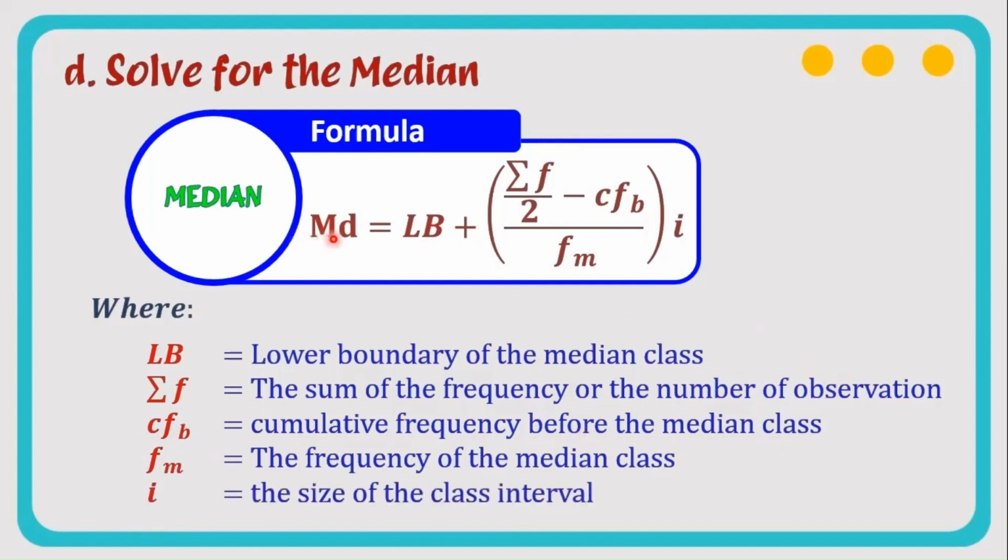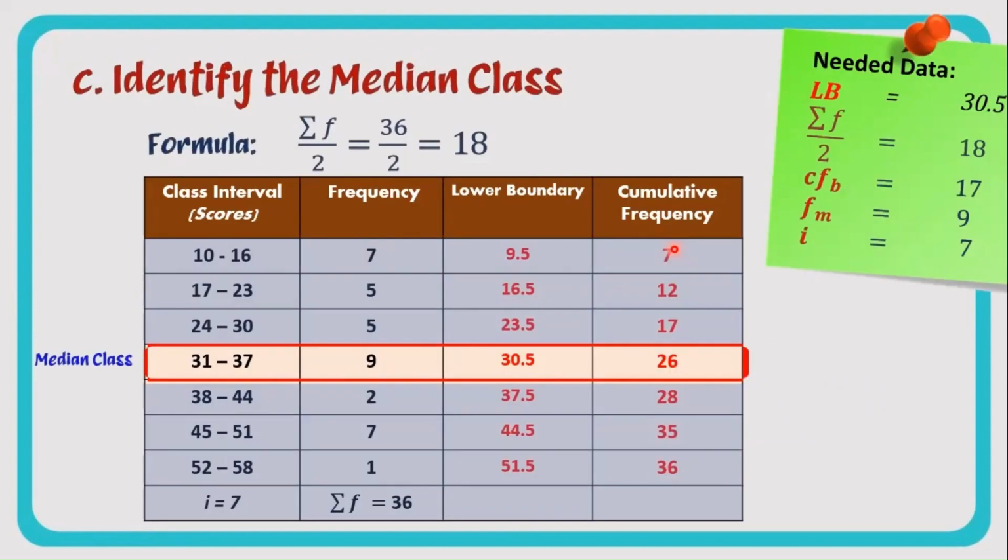So we can read the formula: median equals the lower boundary of the median class plus the quantity of the sum of the frequency or the number of observations divided by 2 minus the cumulative frequency before the median class, all over the frequency of the median class, times the size of the class interval. Knowing the formula of the median of group data, after we identify the median class, we can get the lower boundary, which is 30.5.